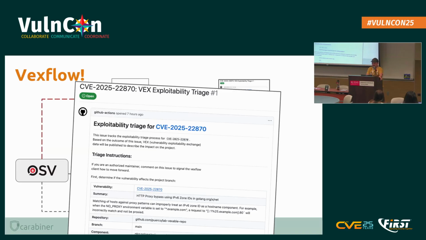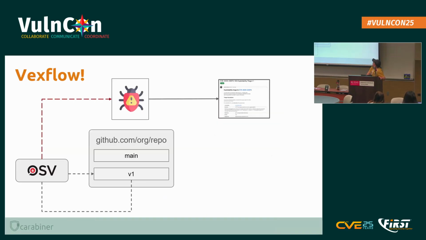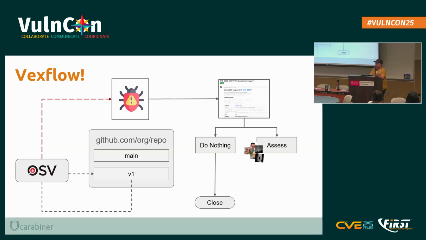And then the next step is, the first thing you can do is do nothing. Okay, it's a vulnerability, and you just leave it there. And then after a while, it'll auto-close the issue, and you forget about it. But the other option is when there's a VEX statement to be issued, one of the maintainers can take a look at that, and then based on their expertise, they can do their assessment.